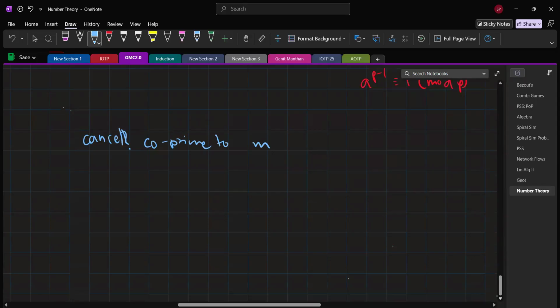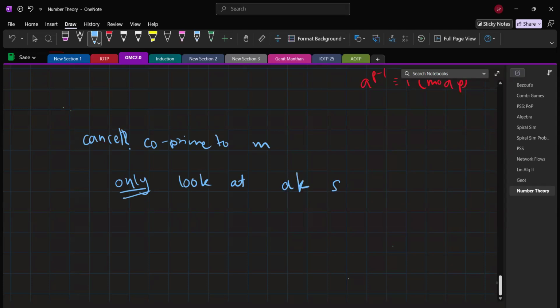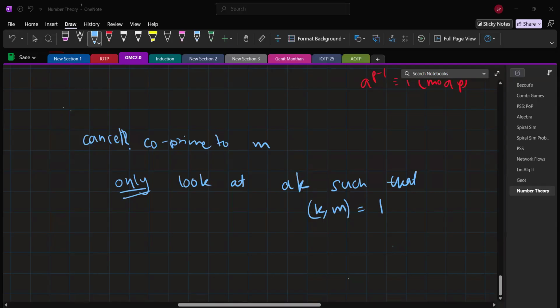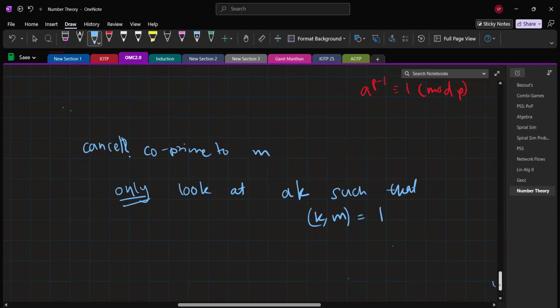So instead of looking at all multiples of A, we look at only specific multiples of A. Let's call them AK, such that GCD of K and m is 1, so K is coprime to m. And then what happens? So then what do we get?